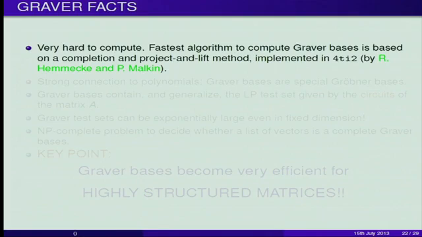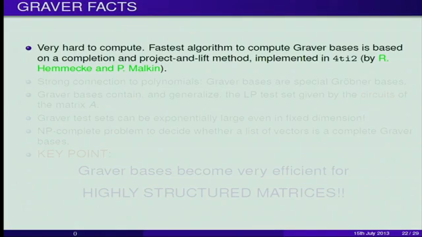Okay, so first of all, they're hard to compute. The Graver bases are amazing, right? They can tell you the optimal solution of every problem of the form Ax equals b, no matter what right-hand side b you give me. So you see, it's a very general family of solution methods that don't depend on the right-hand side of the equation. They don't depend on b.